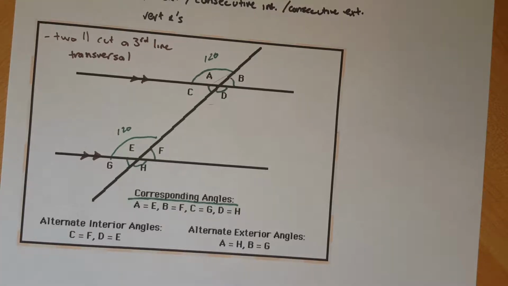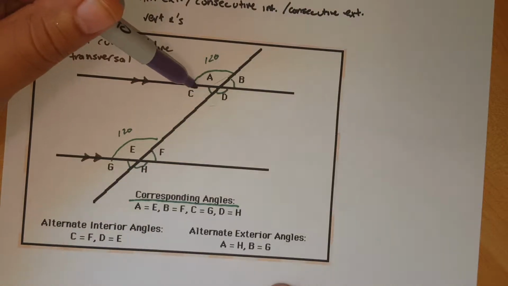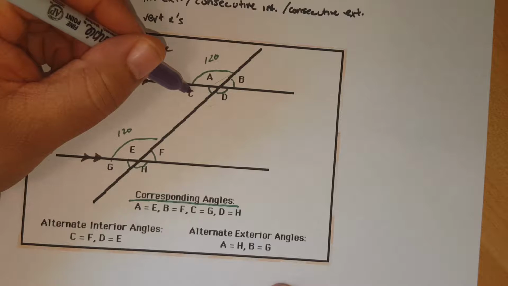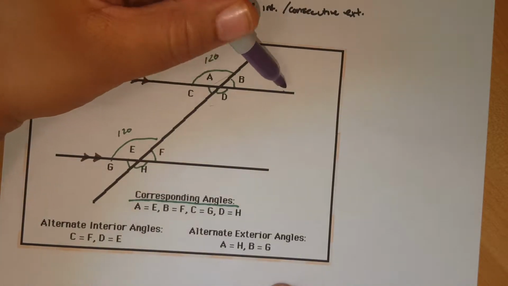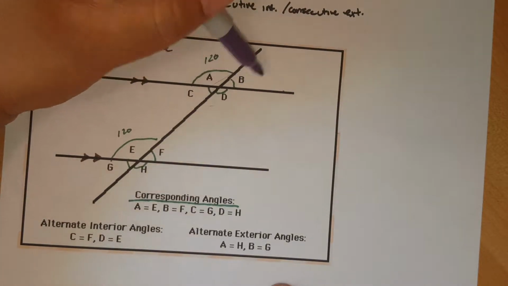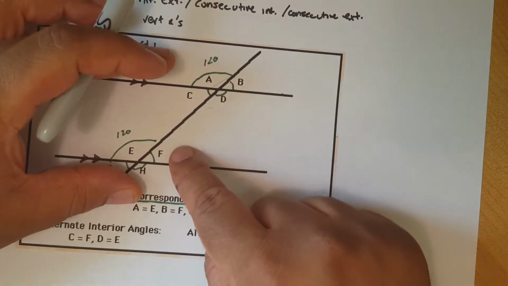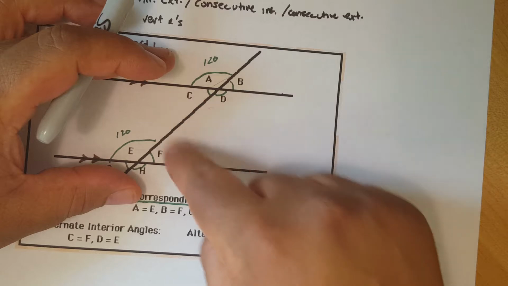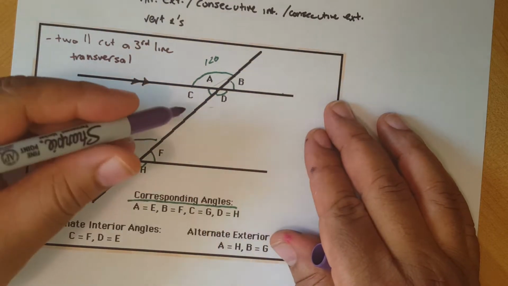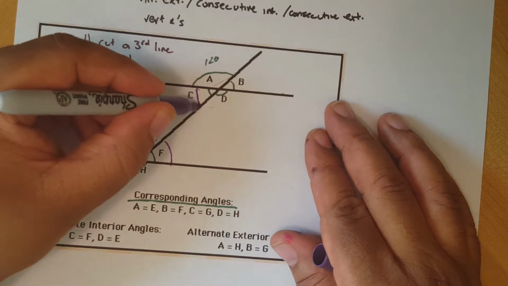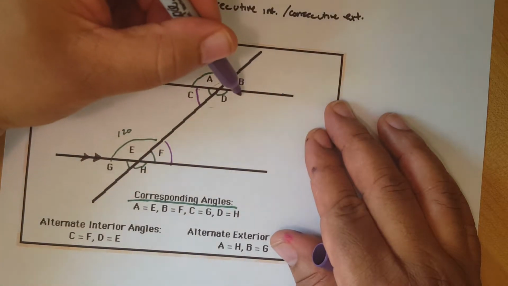Alternate interior angles, meaning they're on the inside of these two lines. So if we think of these two parallel lines as being like a brick wall right here, and this being our street down the middle, F and C are inside of the two walls on the street. So F and C are equal to each other, as are D and E.